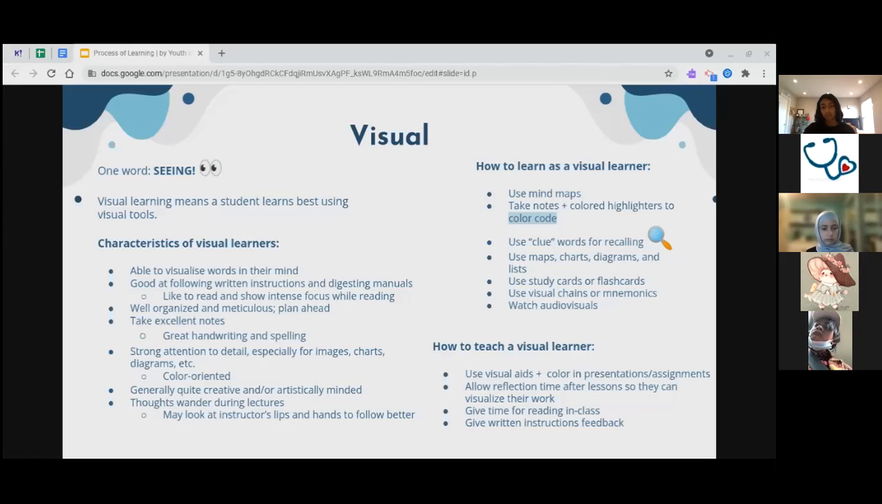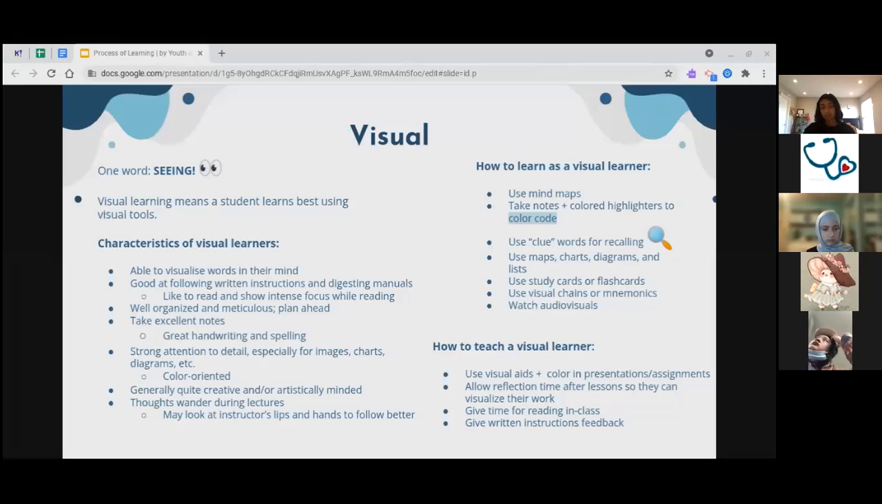So they'll usually have visual aids and color and presentations and assignments like we do here. We have emojis and everything is nice and blue themed. They also allow for reflection time after lessons so that visual learners can visualize their work. They also give them time for reading in class and give them written instructions for feedback.